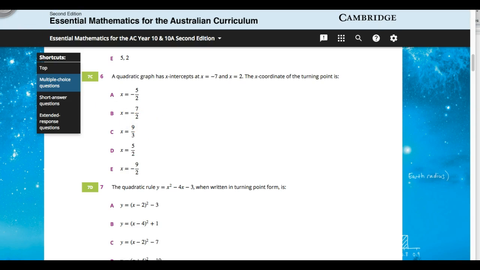And just before I move on, you can also just plot it. So your turning point has to be halfway between these two numbers. If you think of it, it's got to be somewhere less than 2 but bigger than negative 7. So you can think, well, what would the halfway point be? You can even draw all your little lines there if you wanted to. But the easiest way is just to add them together and then divide by 2.